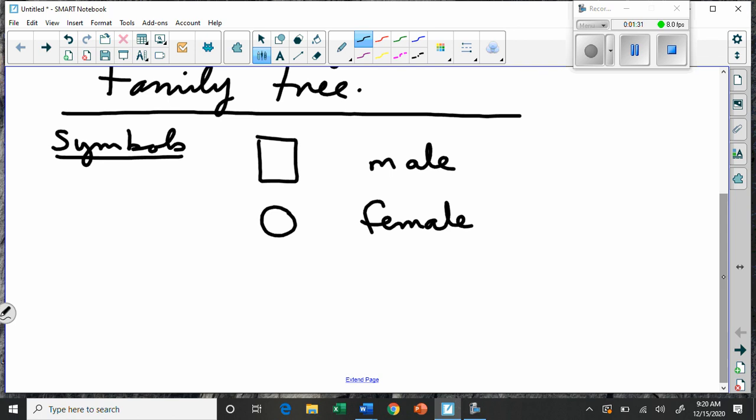If a female and a male get together and mate to have children, then we simply draw a line between the two. So that represents two parents. That's a mating between two parents. Okay?